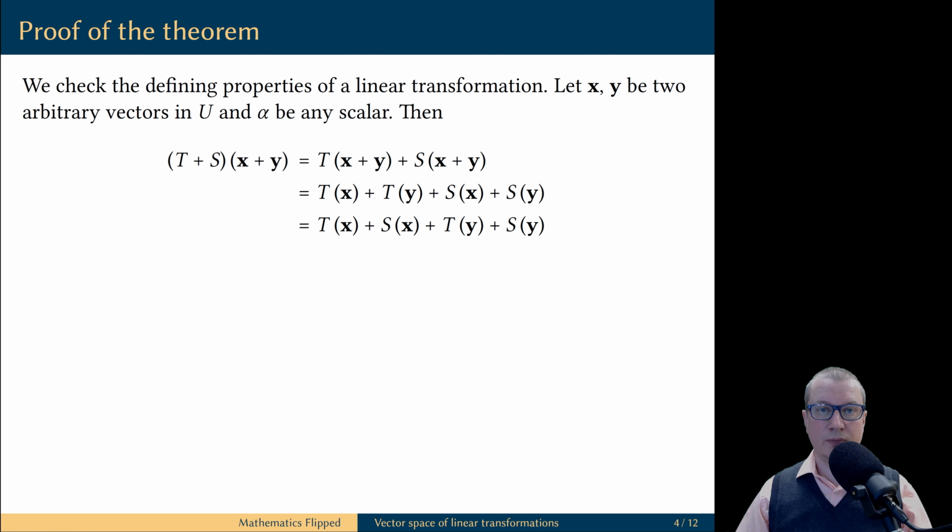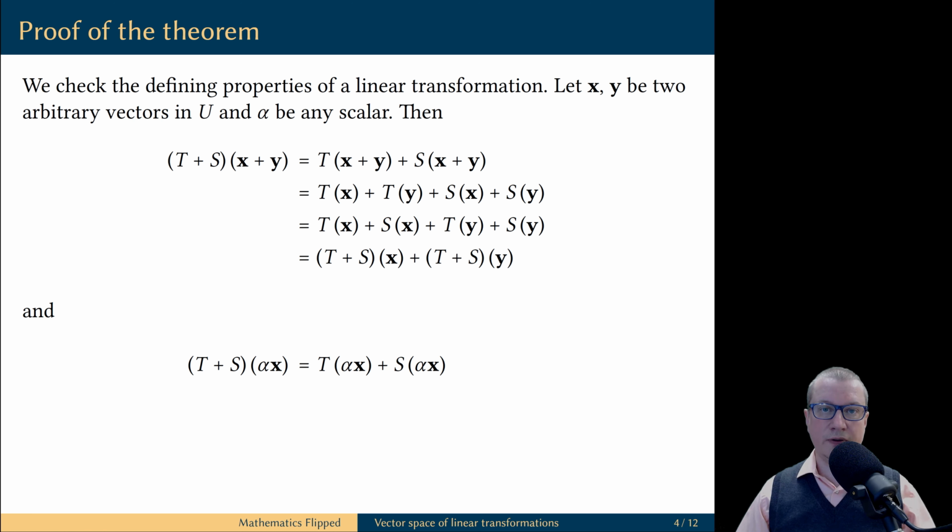Then we use the commutative property of vector addition in the vector space V, and we notice that this expression is the value of the function t plus s on the vector x plus the value of the function t plus s on the vector y. And this computation shows that the function t plus s respects vector addition. Now let's check scalar multiplication.